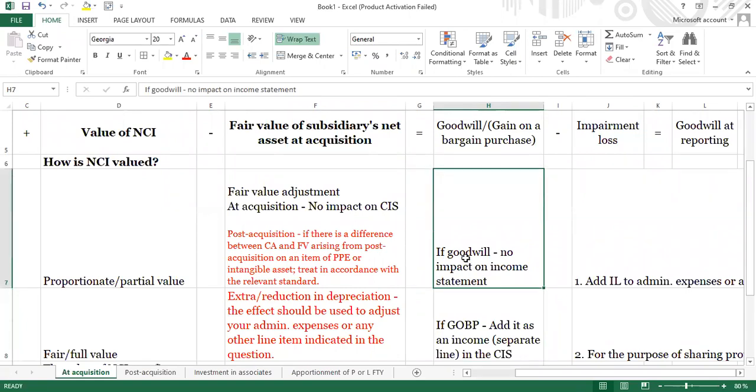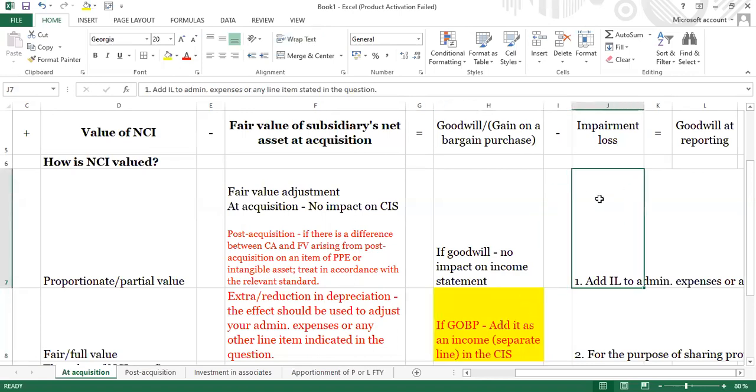So if you have calculated it and you get goodwill, it will have no impact on the income statement because goodwill is an asset. But if you calculate it and you get a negative figure, it is referred to as gain on a bargain purchase. That figure should be added as an income in the consolidated income statement. I think that should address the question raised.